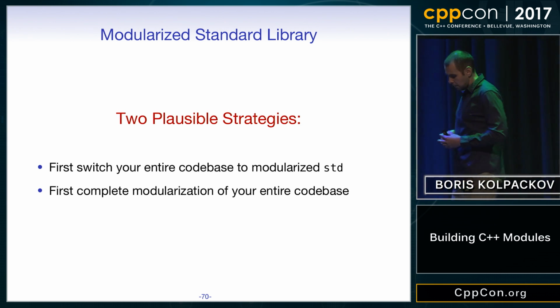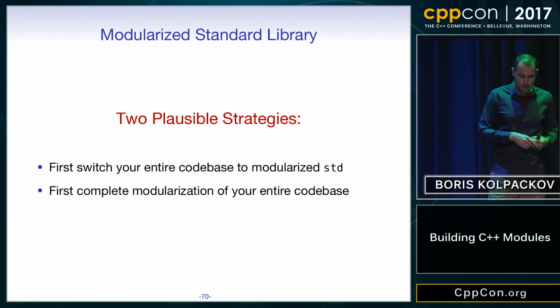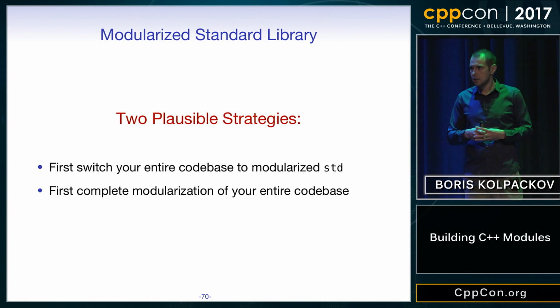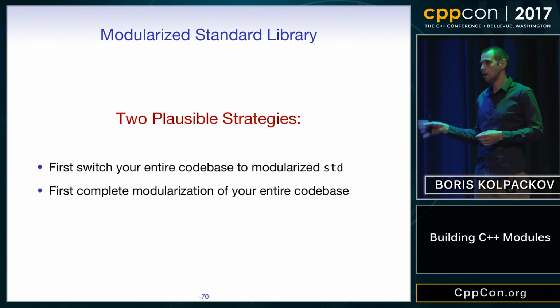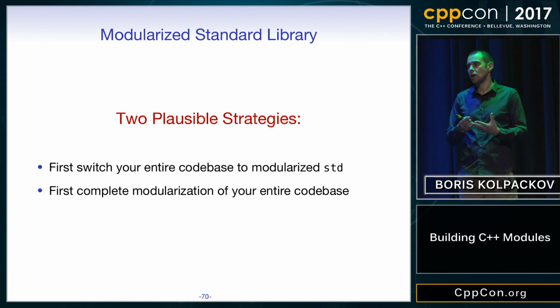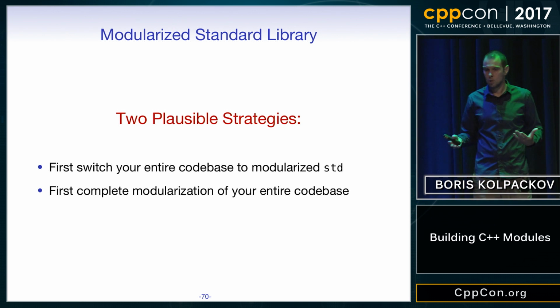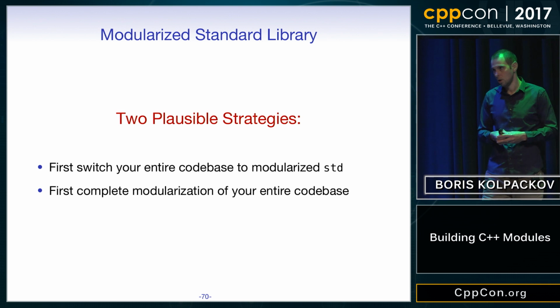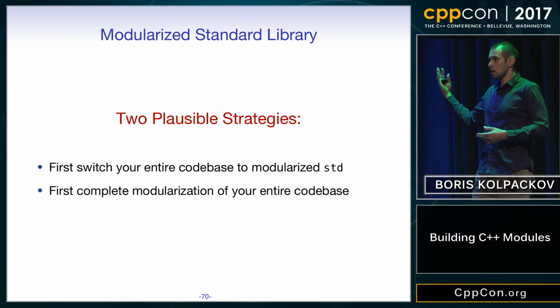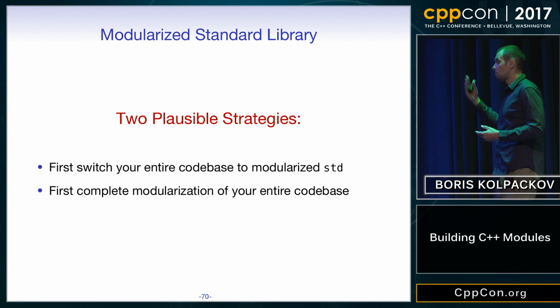The strategy that we found works best, if you plan to switch to a modularized standard library exclusively, so you are getting rid of headers and replacing them with imports, is to do that first, before even modularizing any of your own code. So you switch, you make sure everything builds and works, and then you continue with modularizing your own code base. And if you can afford that, if you can make it work, I would strongly recommend going this way.